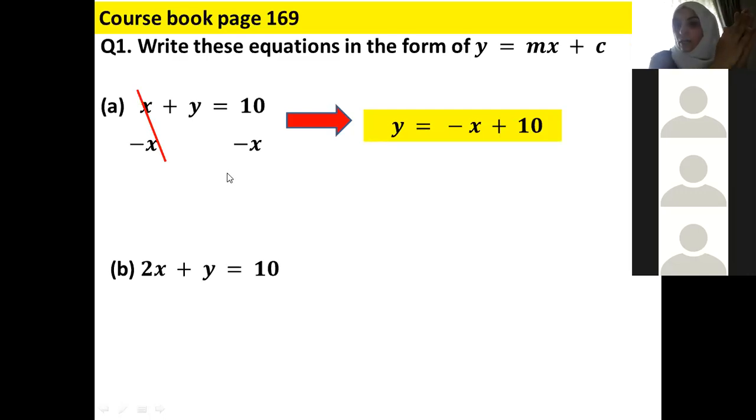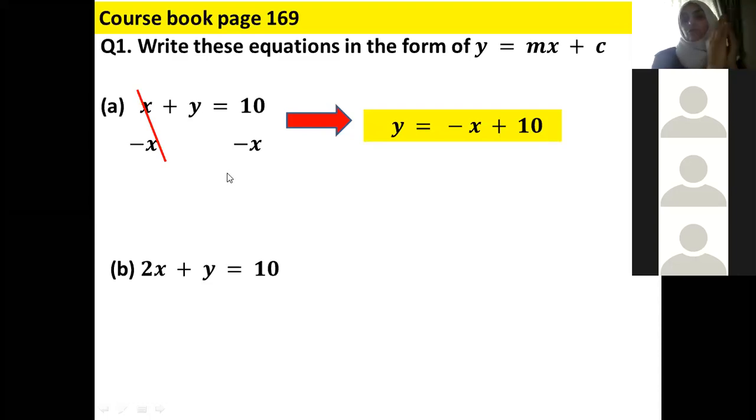Did it become the general formula? Yes, it became the general formula. If I asked you, Taha, since you are already answering with me, okay, what is the gradient of this line? The gradient is negative x, so negative 1. Negative 1. Bravo. What is the y-intercept? 10. 10. Bravo. That means this line passes through the point 0, 10. Right? No, 1, 10. Thank you Taha. No, not 1, 10. 0, 10. It passes through the point 0, 10. Thank you Taha. Excellent. Who wants to help in the other equation?